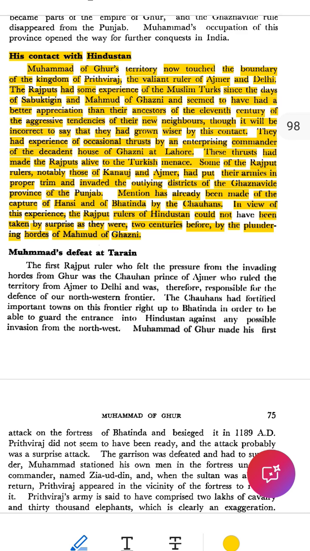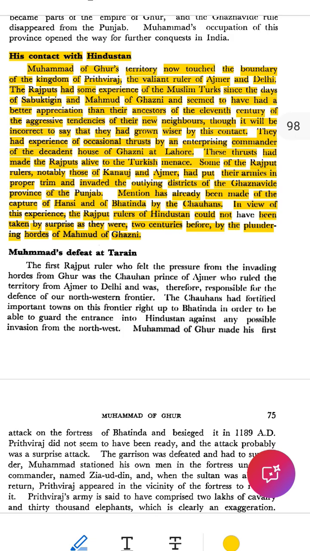8. Some of the Rajput rulers, notably those of Kanauj and Ajmer, had put their armies in proper trim. Some Rajput kings, especially from Kanauj and Ajmer, started preparing. They trained their armies, strengthened their weapons, and got ready for war. In proper trim means in good shape, well prepared.